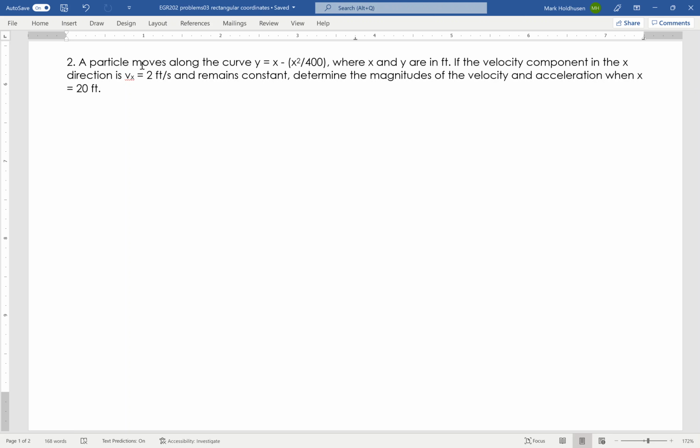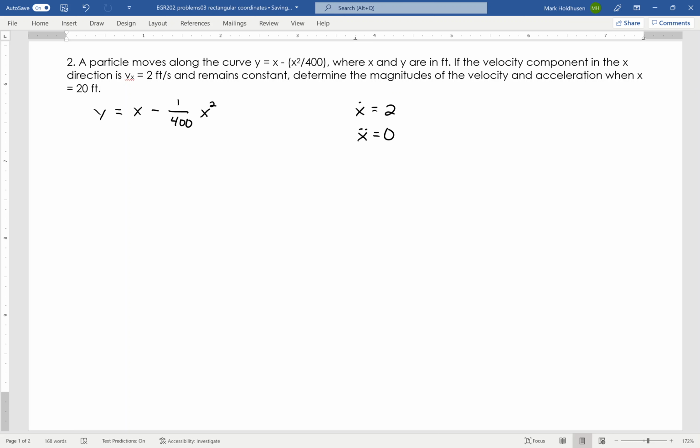Okay, on this problem, I've got a particle that follows the curve y equals x minus 1 over 400 x squared, like so, where x and y are in feet. Okay, and then it says if the velocity component in the x direction, so that means if x dot is 2 feet per second and remains constant, which would mean that x double dot is 0, it wants me to find the magnitude of the velocity and acceleration when x equals 20.